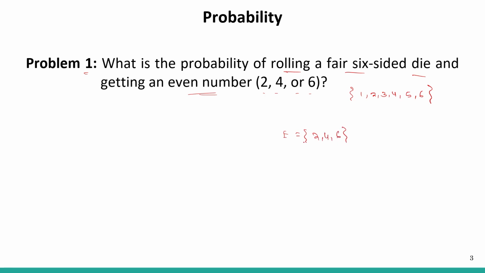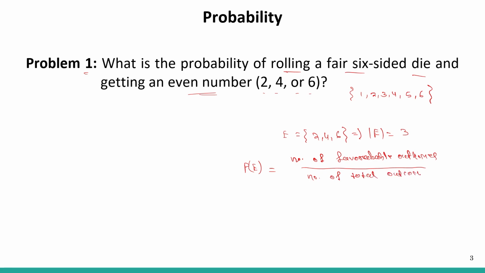As you can see, the cardinality of E, that is how many elements are in the set, is 3. We know the formula for probability of E: the probability of E is given as the number of favorable outcomes divided by the number of total outcomes.